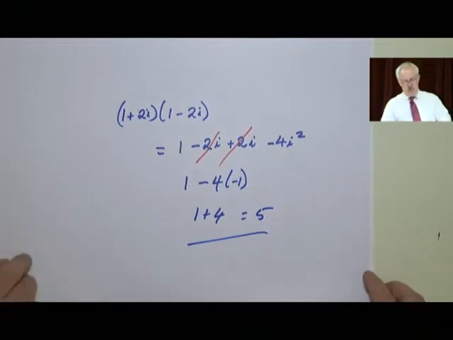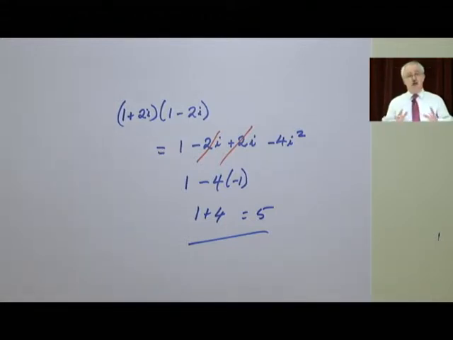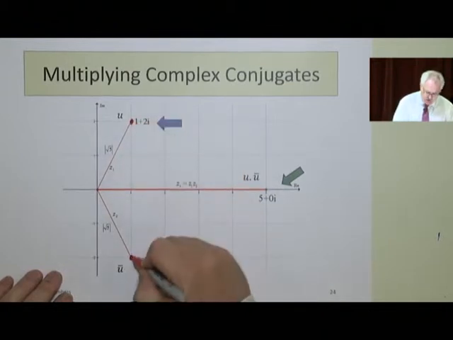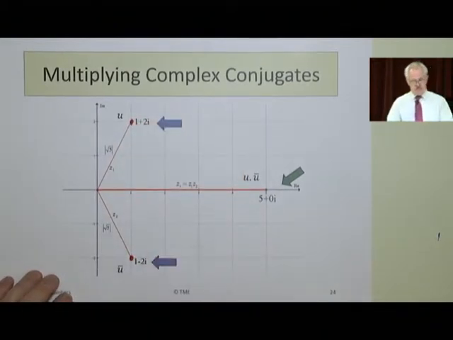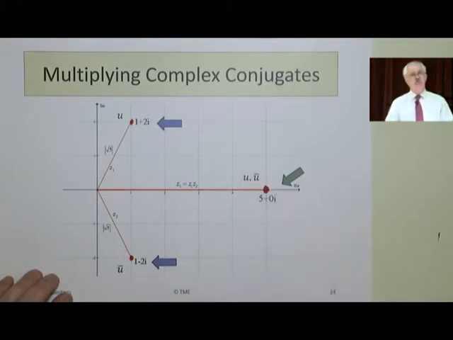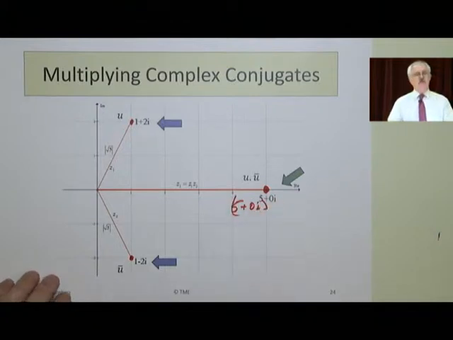So effectively, if you multiply 1 plus 2i by 1 minus 2i, or any two numbers at all that are the complex conjugates of each other, here's one and here's the other, and the answer turns out to be here: 5 plus 0i, which is pretty impressive.